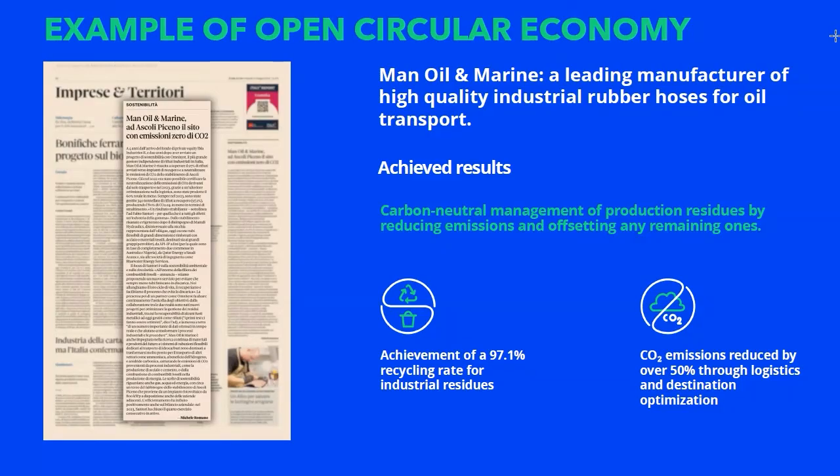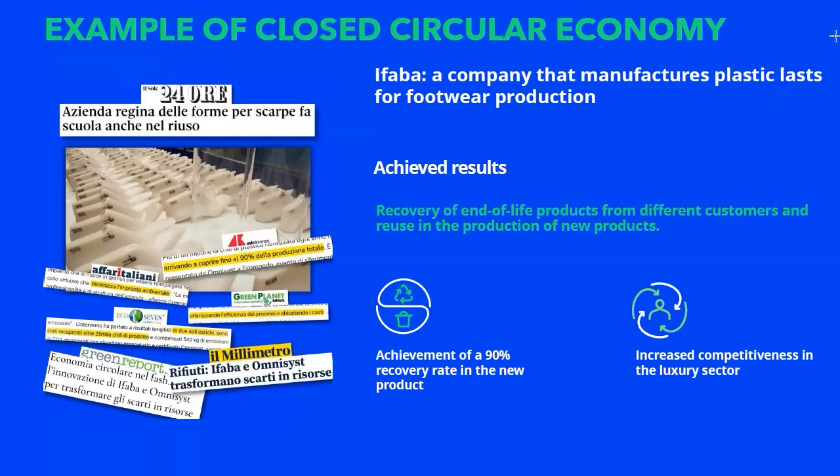All of this was done through our technicians, but also our digital platform, which is monitoring the CO2 emission of each waste stream. And everything which was left over, of course, we offset using carbon credits. So this is one example of projects that can be done in an open circular economy. Looking at closed loop circular economy, this is another sector.